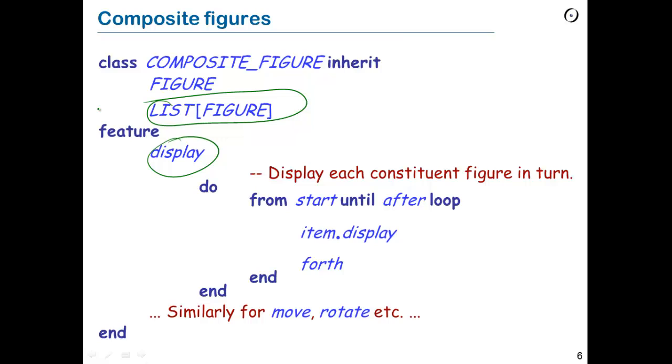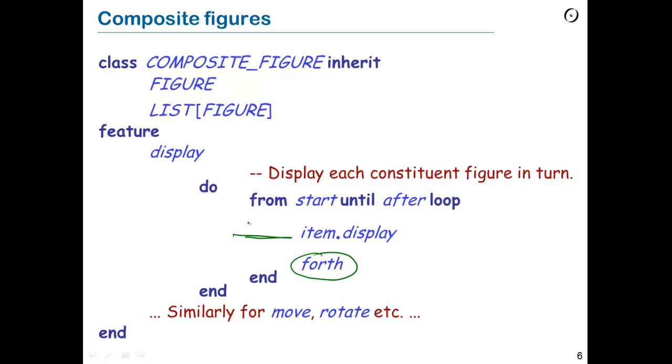For all these we simply are going to apply the feature display from start, meaning begin at the beginning of the list, until after, meaning until we have exhausted all the elements of the list. We are going to do forth to move to the next element, but before that we do item.display. Item is the current element of the list, the current figure, and we apply display to it.